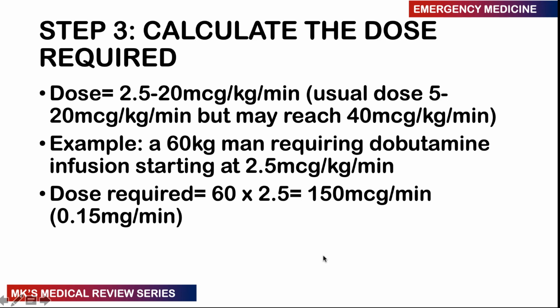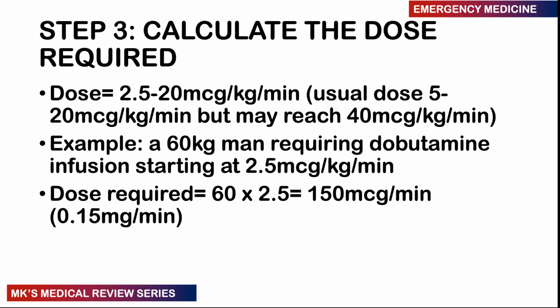Then step 3 is you want to calculate the dose required. Remember, our dose is going to be ranging from 2.5 to 20 micrograms per kg per minute. Our usual dose is 5 to 20 micrograms per kg per minute, but it can reach up to 40 micrograms per kg per minute. So I'll give you an example.